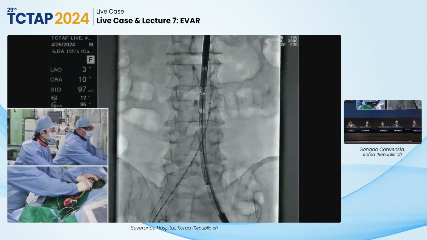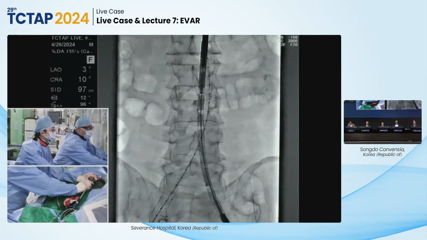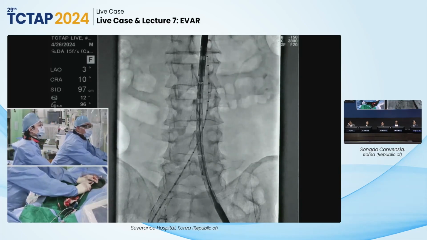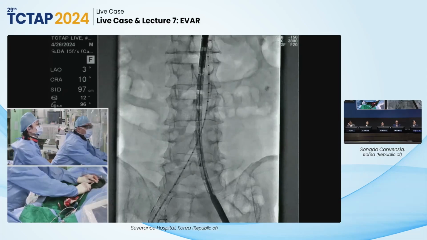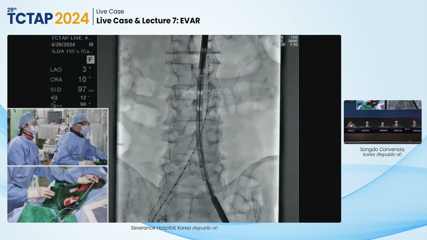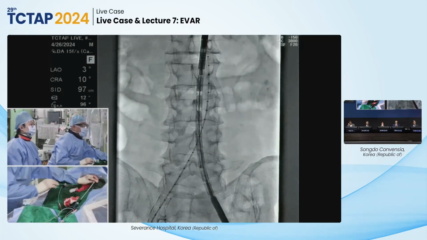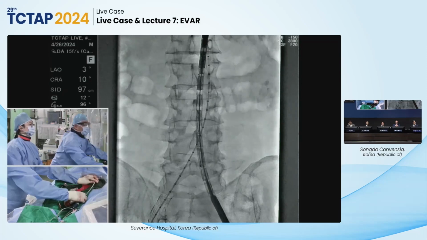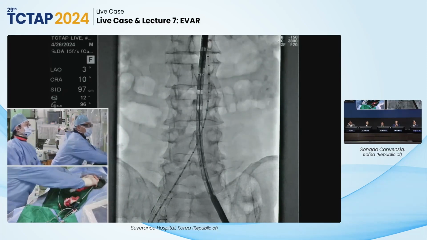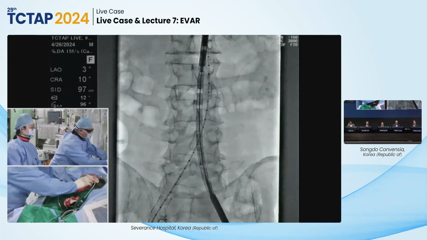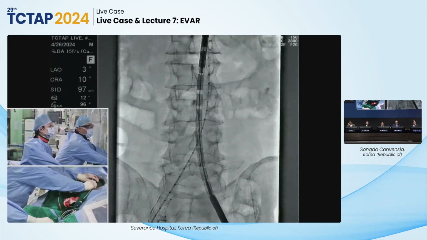So now, yeah, it's okay. So I'll bring up the main body a little bit higher. You don't see the marking on screen, but I see the marking on my screen for the right renal artery origin. So I think this is the right position. So I'll try to deploy the main body.